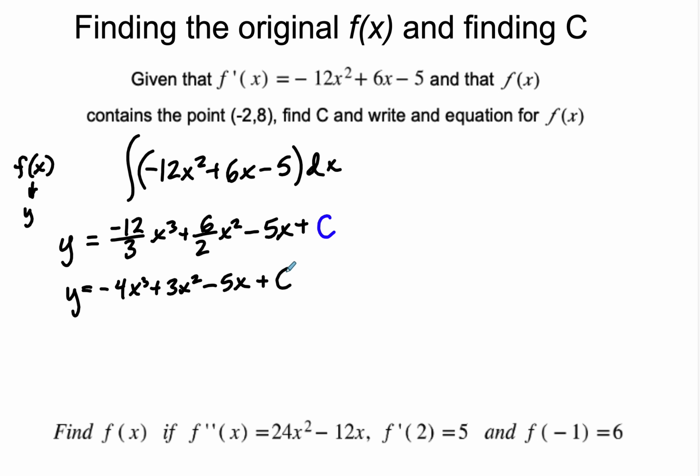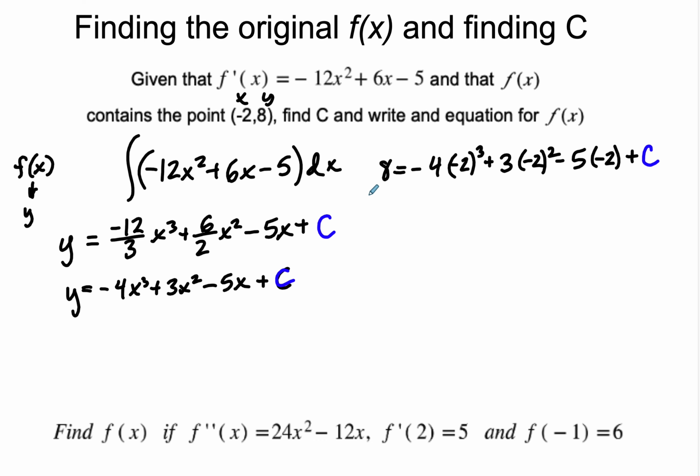Okay, so we got our c that we're trying to find, and now we're going to input our given point, which is x comma y, negative 2 comma 8. So for y, we're going to input 8, so we have that. And then we have negative 4 times negative 2 cubed. Remember, always do the cubed first. And then we have 3 times negative 2 squared. So let's just write this out, and then we'll be able to input, simplify, and solve for c.